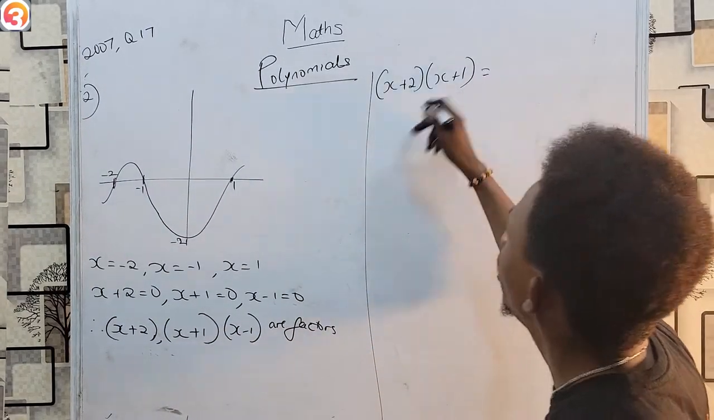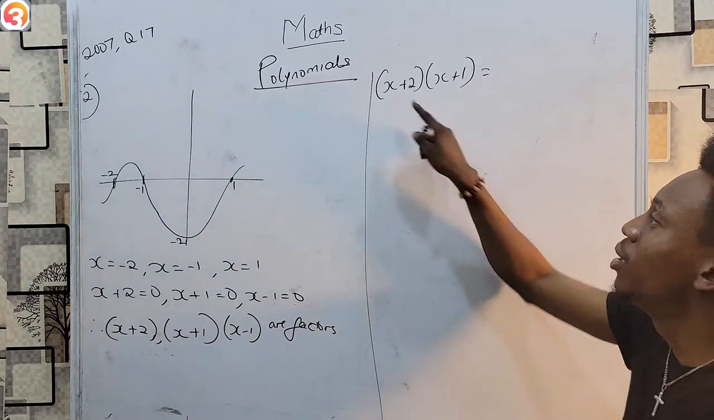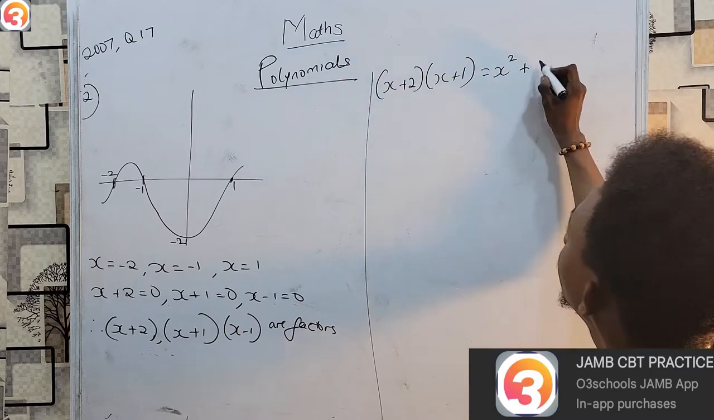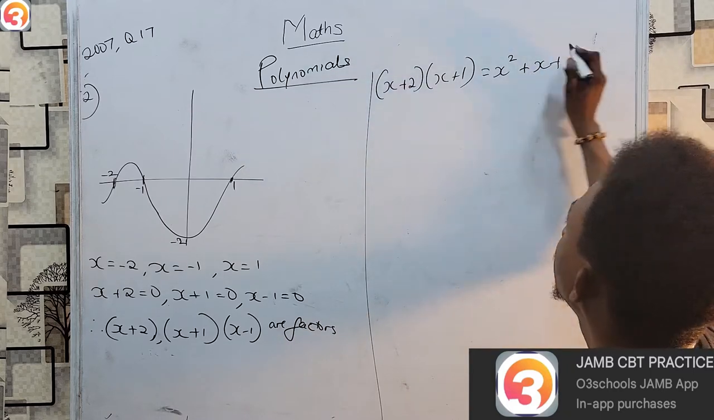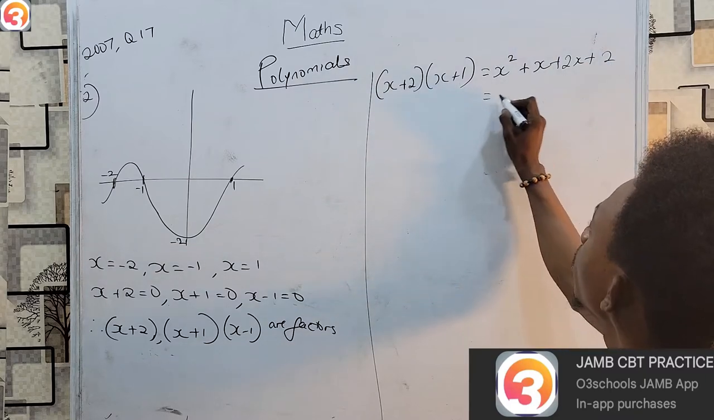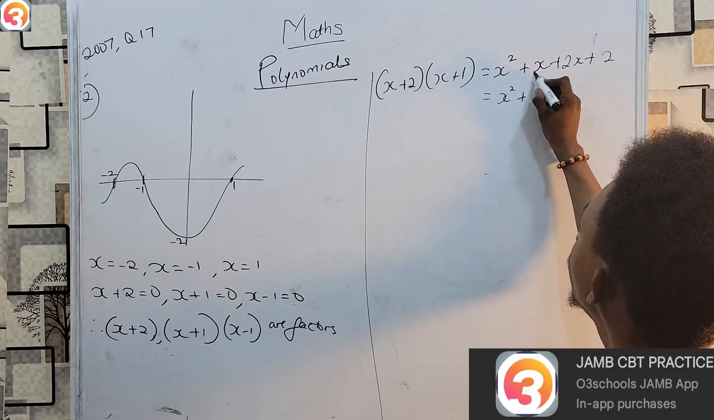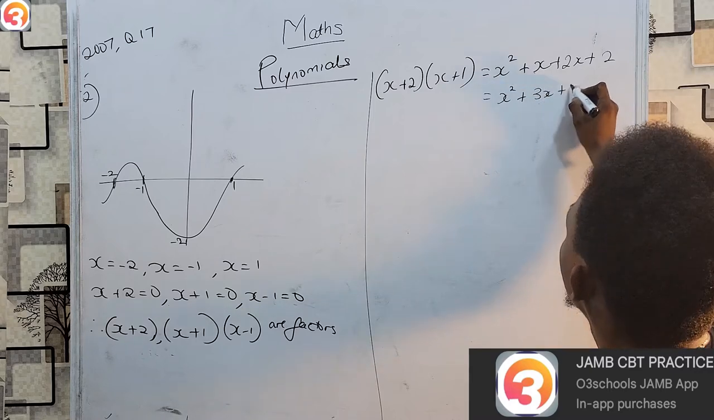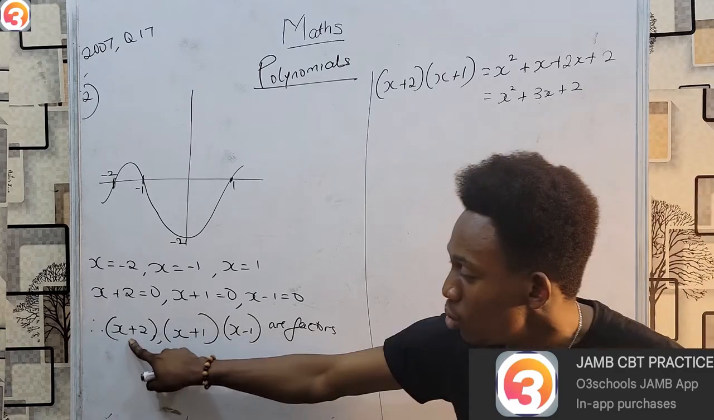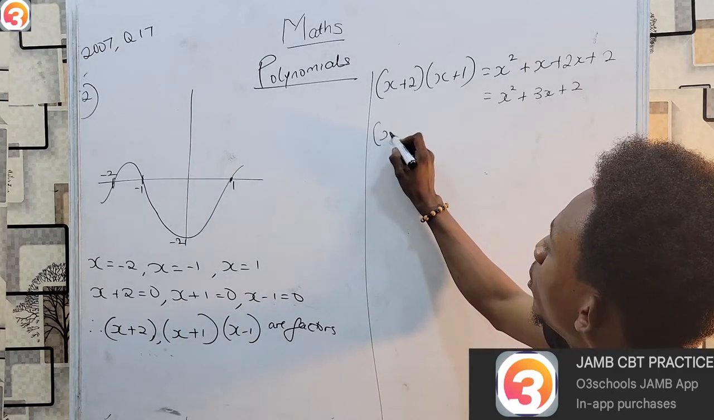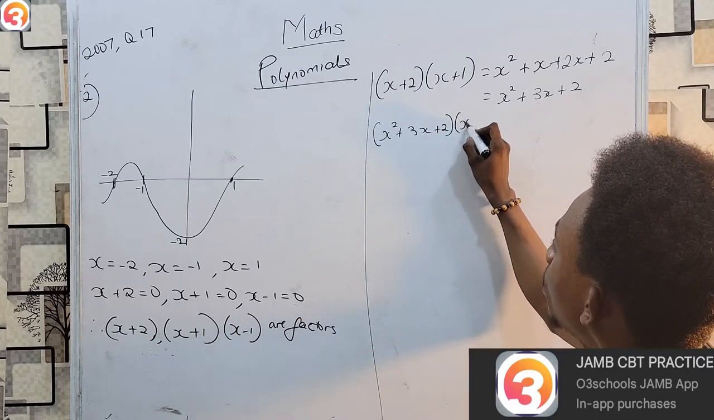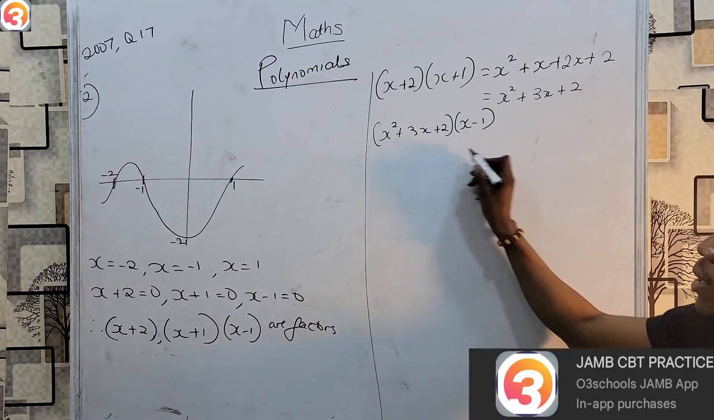Let's multiply, shall we? To open your brackets easily, first times first, x squared, x times 1, x, 2 times x, 2x, and 2 times 1, 2, giving me x squared plus x plus 2x, which is 3x, plus 2. Now we're not yet done, we've multiplied these two. Now to multiply by the last one, that gives me x squared plus 3x plus 2 times x minus 1.